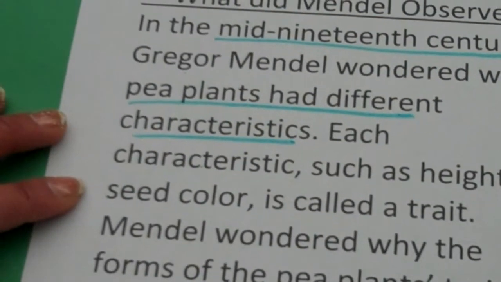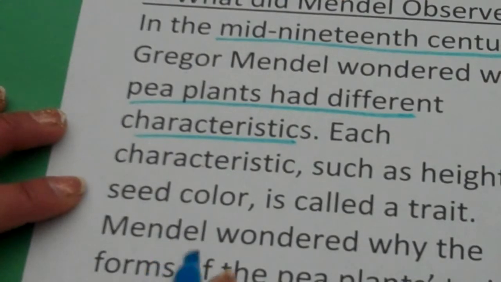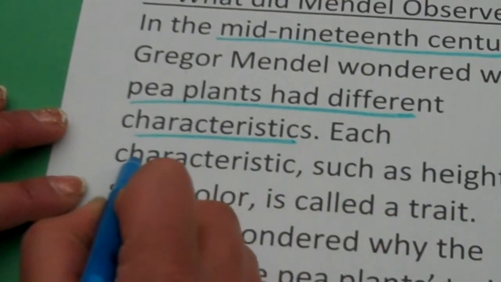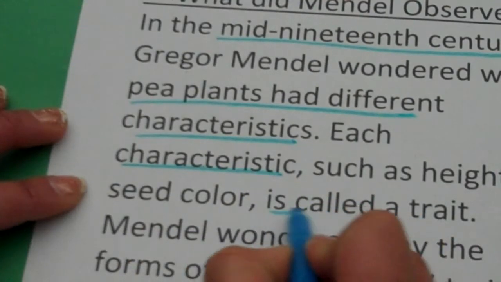Next sentence. Each characteristic, such as height or seed color, is called a trait. Okay, so from here, this is a vocabulary word, but I'm going to highlight this. So characteristic is called a trait.